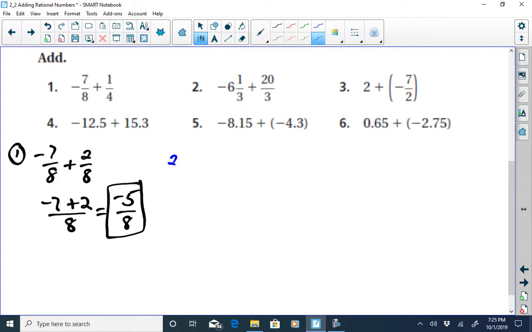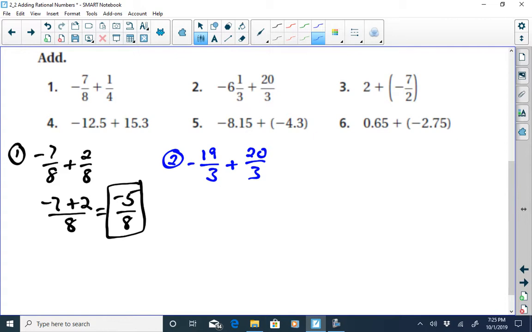Let's try problem number 2. Negative 6 1/3 plus 20/3. Well, what's nice is they're already written with a common denominator, but I have to rewrite this mixed number as an improper fraction. So let's do that. I do that by multiplying 3 times 6, which is 18, plus 1 is 19. So it's going to be 19 over 3, right? But that was negative. But then we're adding 20 over 3.